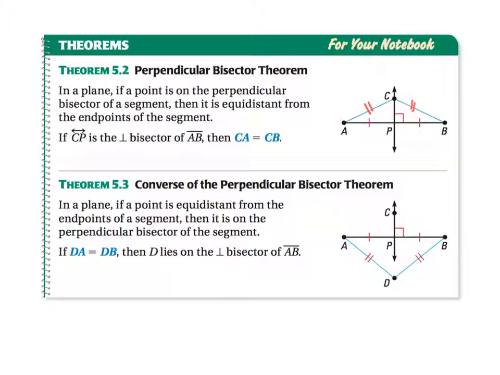Next, we have the converse of the perpendicular bisector theorem, which is theorem 5.3. It states in a plane, so again, another flat surface, if a point is equidistant from the endpoints of a segment, then it is on the perpendicular bisector of the segment. So you can see here we have segment AB, and we have point D, which is not on it. Point D is equidistant to the segment's endpoints. Therefore, we can conclude that point D must be on the perpendicular bisector of segment AB.